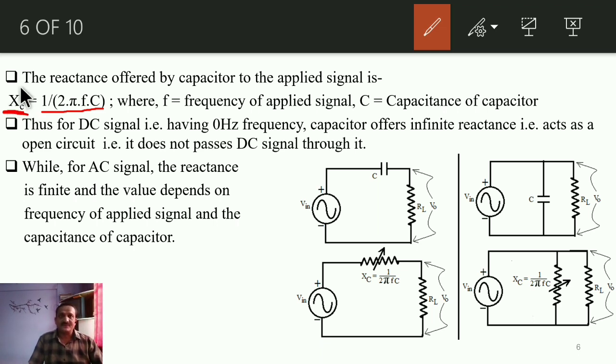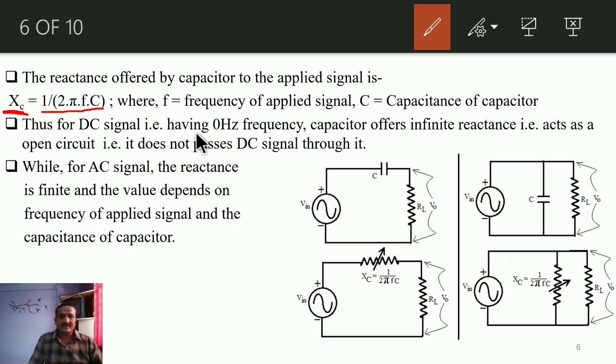And similarly, if the applied signal has a non-zero frequency, for example 100 kilohertz, then XC will be very small because it is inversely proportional. 100k is a somewhat large term, that's why XC will be very small. Is it?